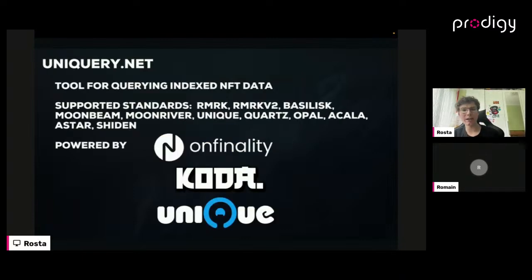So what is Uniquery? It's a tool for querying indexed NFT data. By indexed, it means that it's very fast. It will just connect to one server which has already got the indexed data, so the data is prepared for quick querying. And it supports many different NFT standards, so probably it will also work for your use case. If you want to use, let's say, the Unique Network and things like that, it will be very, very useful. It will save you a lot of time.